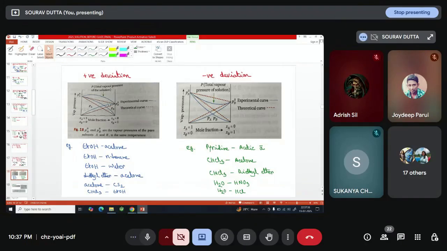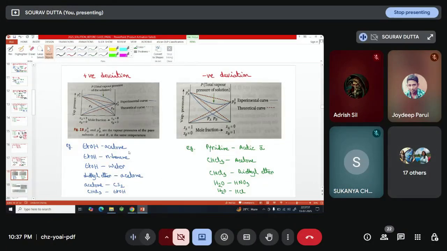This is the picture of positive deviation. And if it shows negative deviation, the curve will be lower than that of the ideal solution. If positive deviation, it is higher than the line of the ideal solution; if it is negative deviation, it will be lower than that of the ideal solution. So this is the picture of negative deviation.